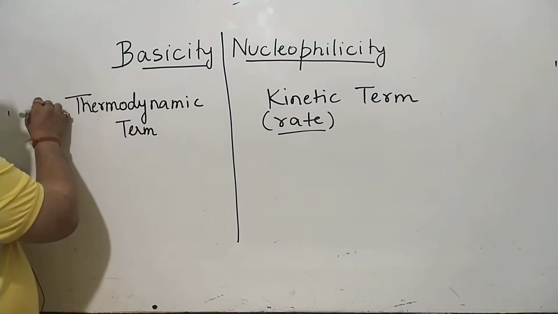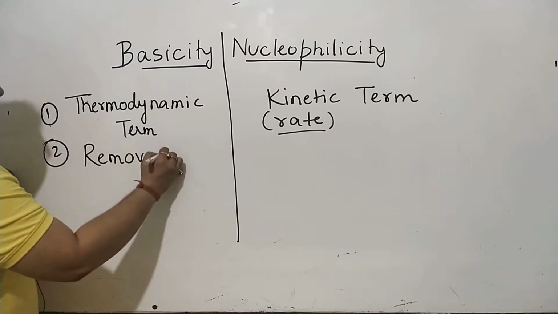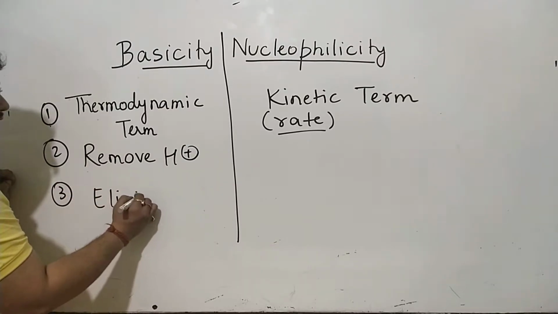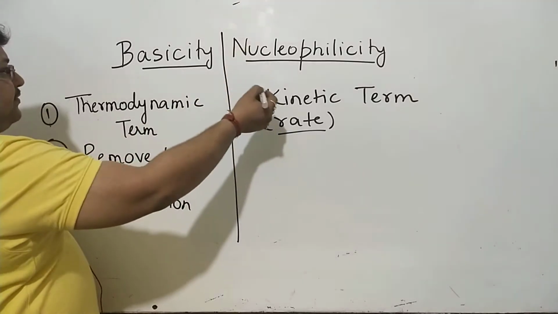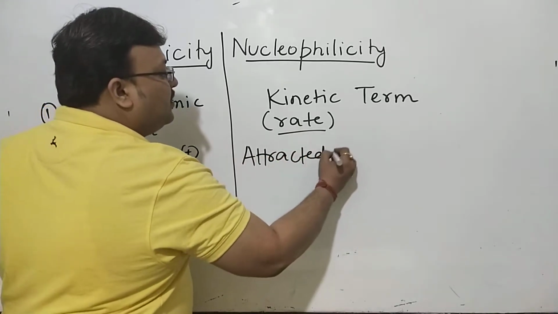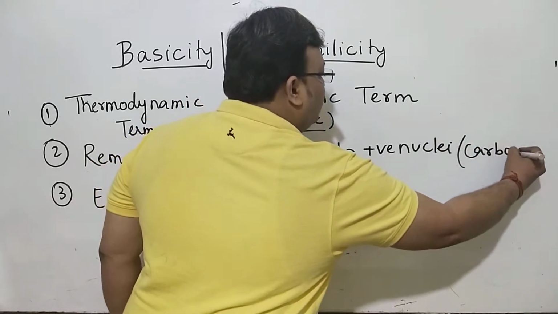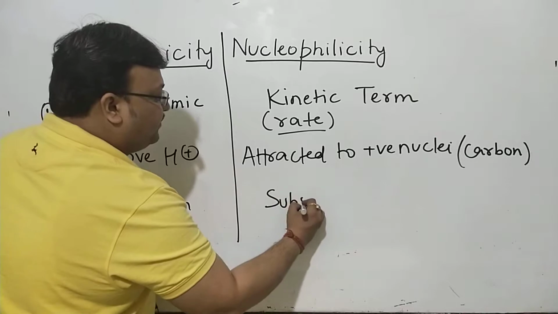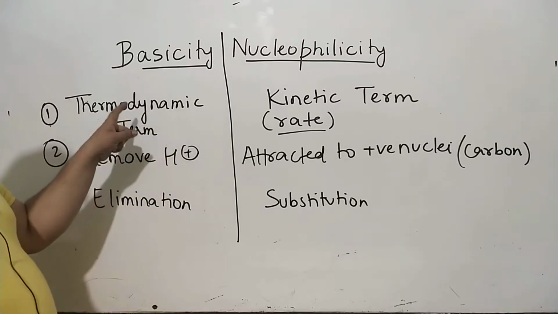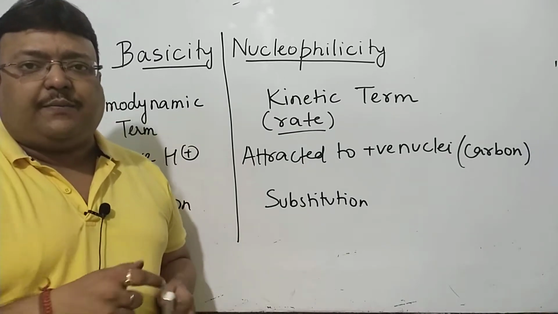Naturally, the other two differences were: a base will remove H+, it will interact with an H+ to carry out an elimination reaction, and the same species acting as a nucleophile will get attracted to or attached to a positive nucleus, which I repeat is generally carbon, and will carry out substitution. So these are the three fundamental differences between these two terms, out of which you will certainly want to recall that nucleophilicity is a kinetic term and basicity is more of a thermodynamic term.